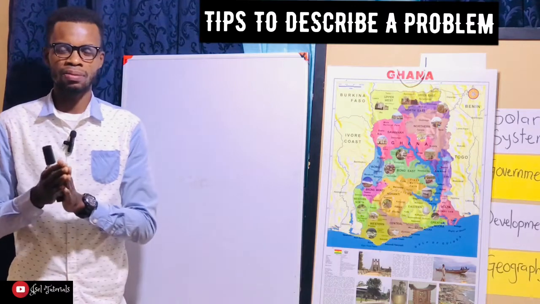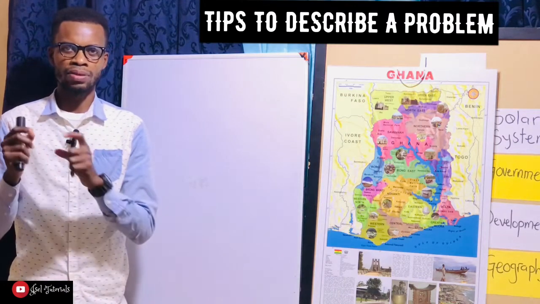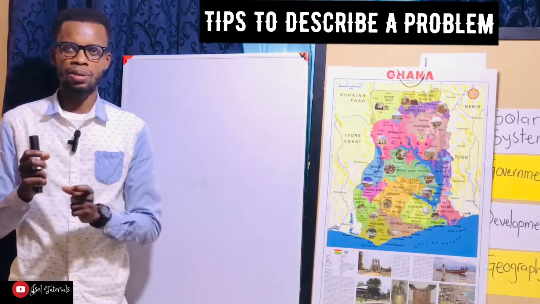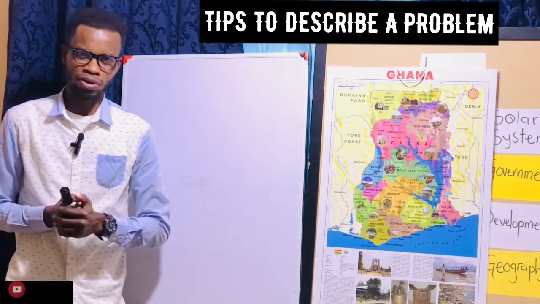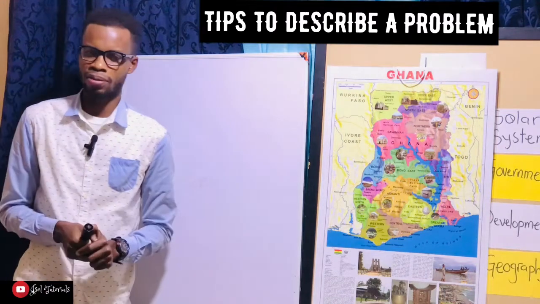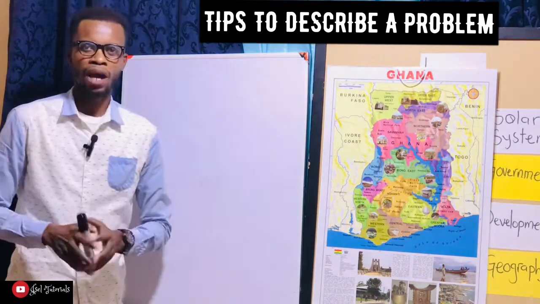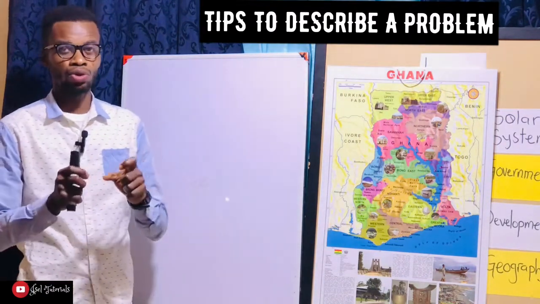We categorize them into three: social problems, political problems, and economic problems. In one of my videos, I spoke about all these and gave examples of these problems. I would like you to join me as we look at how to describe a problem.